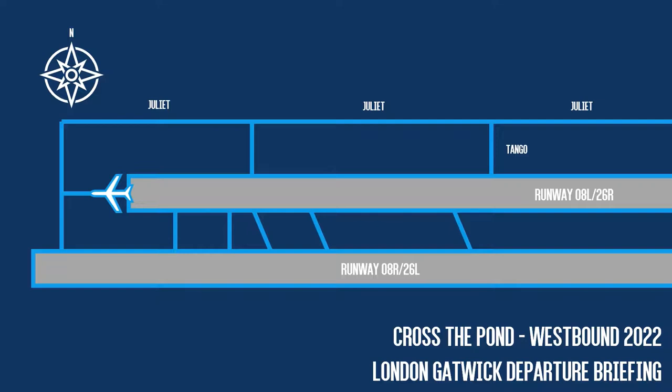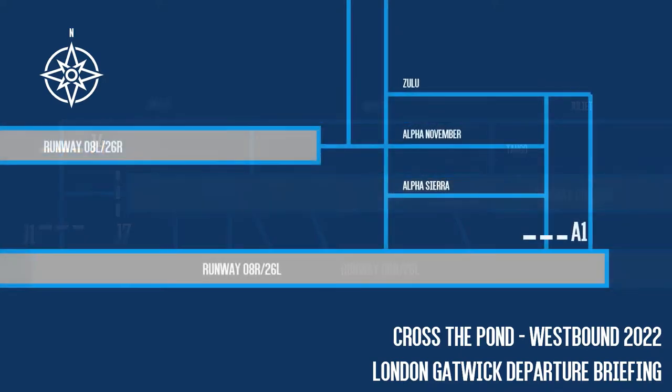Second, to assist the tower controller with sequencing departures, outbound traffic is held at intermediate holding points. For runway 08 right, these are Juliet 4 and Juliet 7. For runway 26 left, they are Alpha 2 and Alpha 3. Do not taxi past the intermediate holding point until the tower controller has told you to.